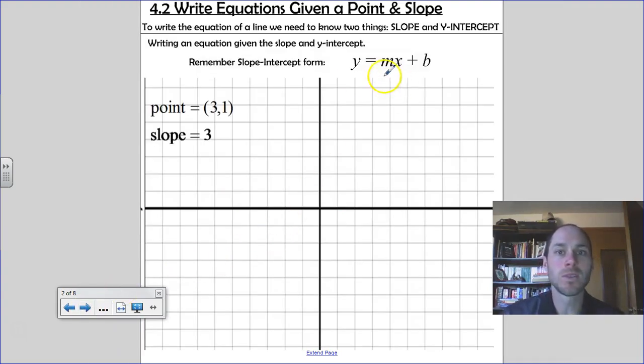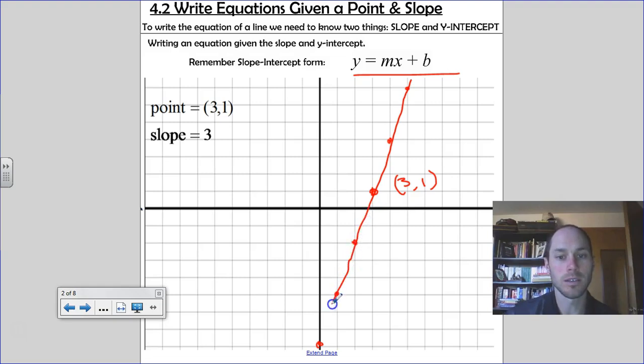So y equals mx plus b, let's say we have point 3, 1. And let's say our slope is 3, and that's all the information we have. Well, if the slope is 3, it goes up 3 over 1, up 3 over 1, and it would also go down 3, back 1. What could I figure out about this equation? Well, I could draw the line through there.